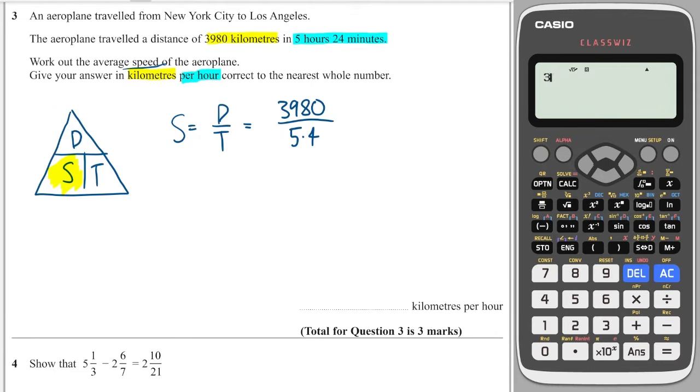So I can do 3980 divided by 5.4, and we have 737. To the nearest whole number is 737.